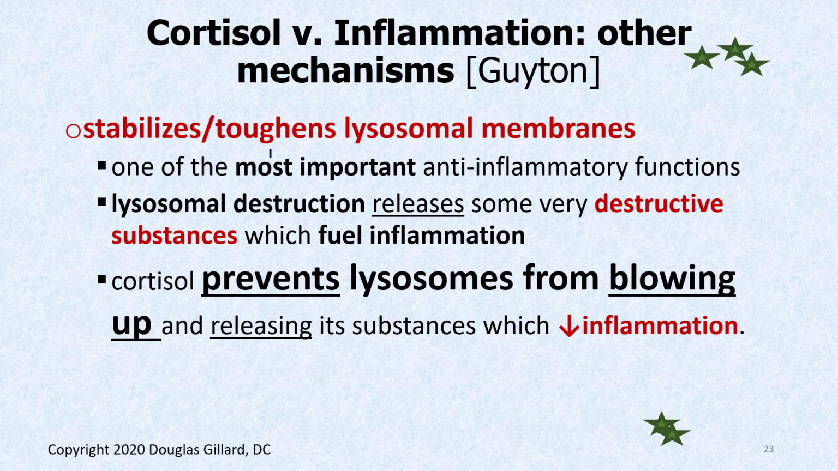Cortisol also stabilizes and toughens lysosomal membranes. Remember back from probably first quarter, Guyton thinks this is one of the most important anti-inflammatory functions of the glucocorticoids. Because in the inflammation process, lysosomes are destroyed and they release some really dangerous destructive substances, because lysosomes are like little stomachs, right? They destroy just about anything, but if they explode and release all this stuff, that's not good. So cortisol kind of shelters them and protects them from doing that.